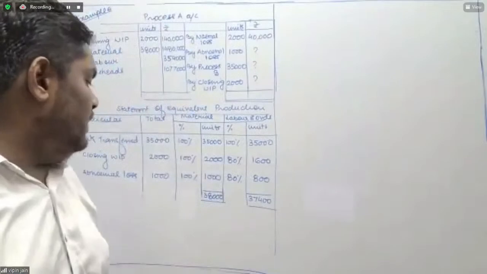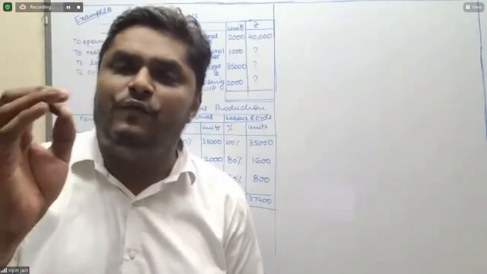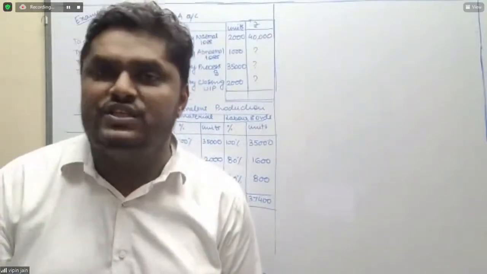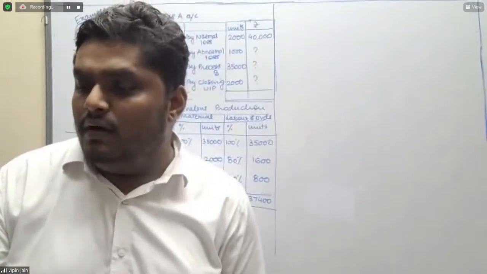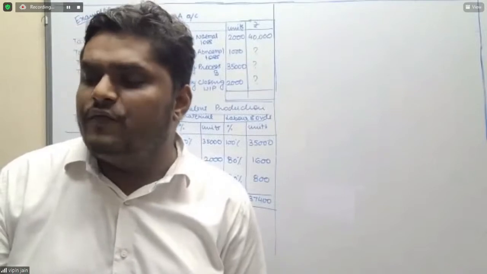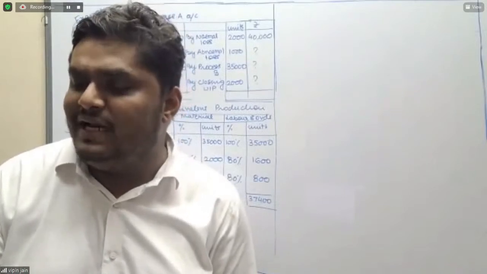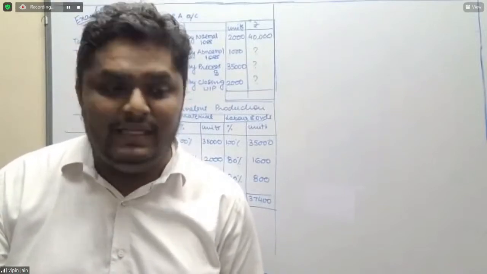As far as abnormal loss is concerned, again we have to follow the instructions given in the question, and it is given that the percentage of completion of units scrapped is material 100% and labor and overheads 80%. Let me check, there are a few queries.